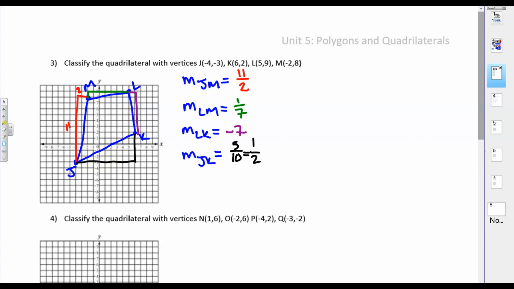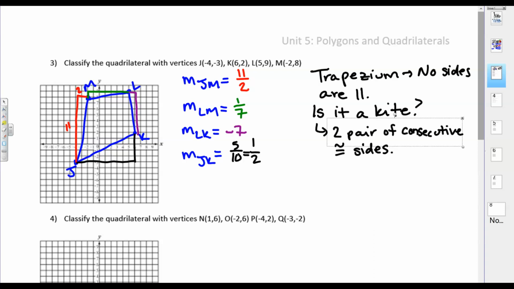All right, I did all of my slopes by rise and run. You could also use the slope formula, but what's important here is that we have no sides parallel. So what can you conclude at this point? So at this point, I know it's a trapezium, and my next question is, is it a kite? And if it's a kite, I'm looking for 2 pairs of consecutive congruent sides.